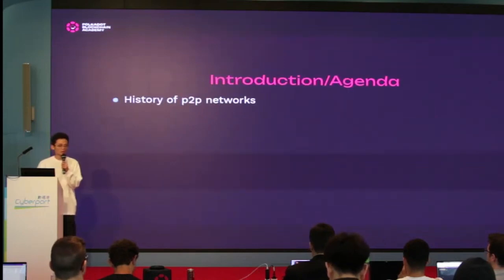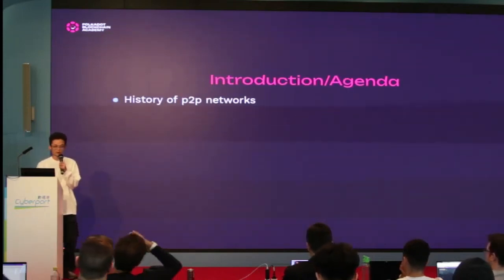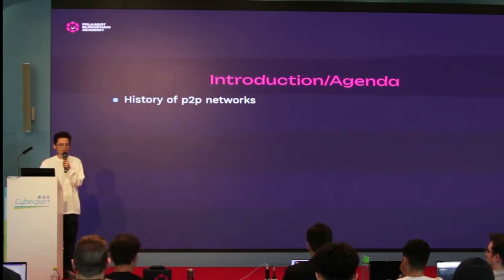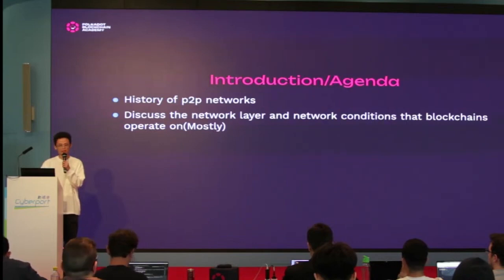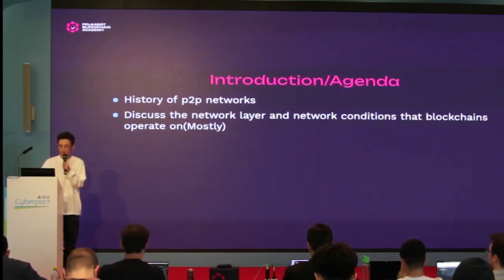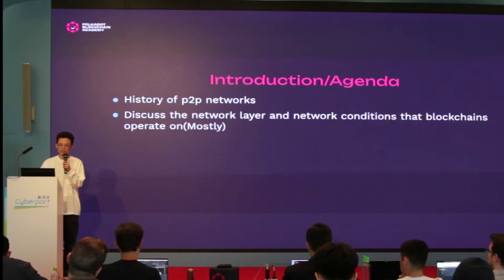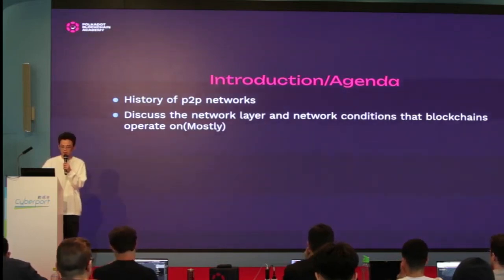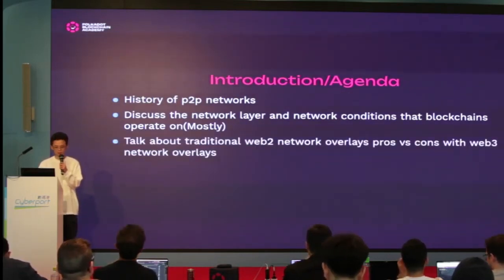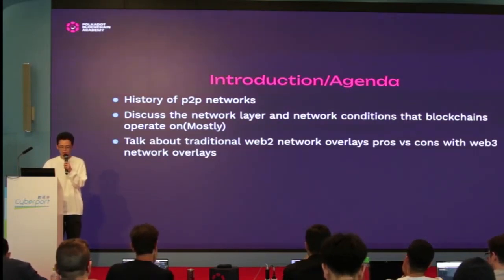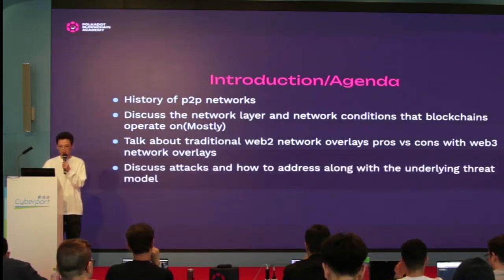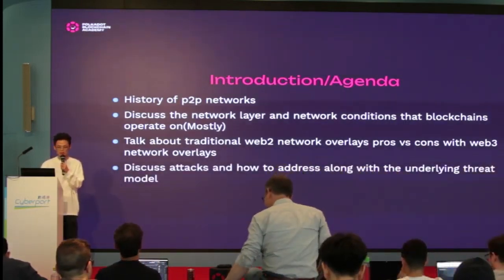The first thing I will introduce is the history of P2P networks, with some historical, very famous projects. Second, we will discuss the network layer and the network conditions that blockchain operates on, which is mostly decentralized peer-to-peer networking. Third, I will talk about the traditional Web2 network overlays, their advantages and disadvantages, and the Web3 network overlays, especially for blockchain. I will also discuss attacks and how to address them along with the underlying threat model.